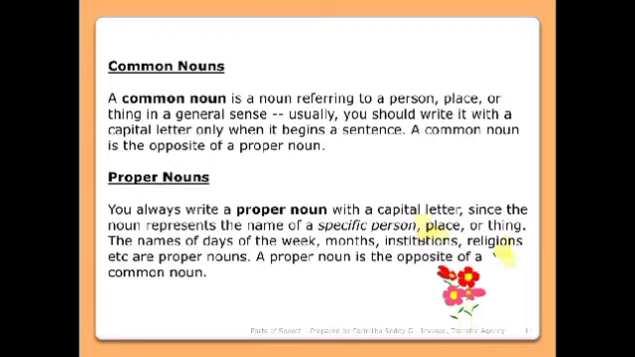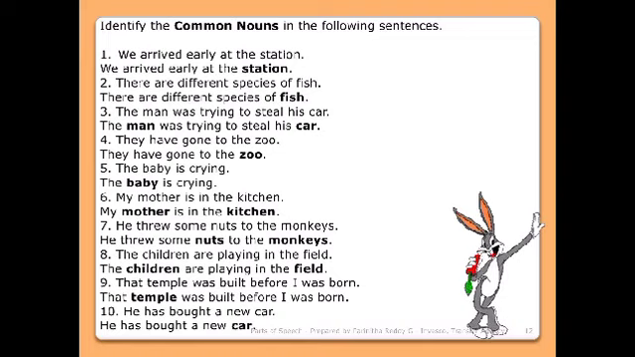As a common noun is the opposite of a proper noun, in the very same way, the proper noun is the opposite of a common noun. So, in the following sentences, we have to find out the common nouns. We arrived early at the station. Station is a common noun. There are different species of fish. Fish is a common noun because we are not talking about a specific fish.